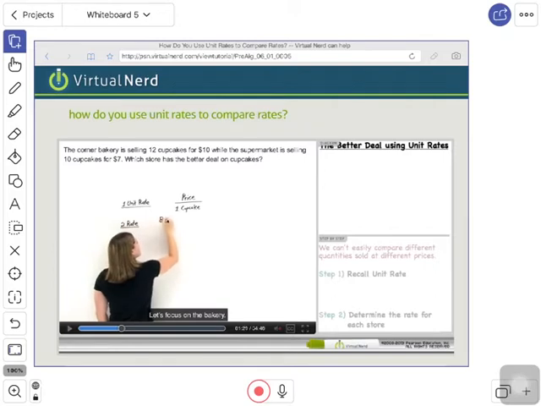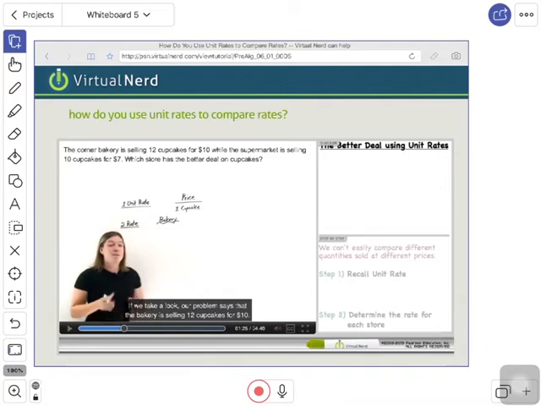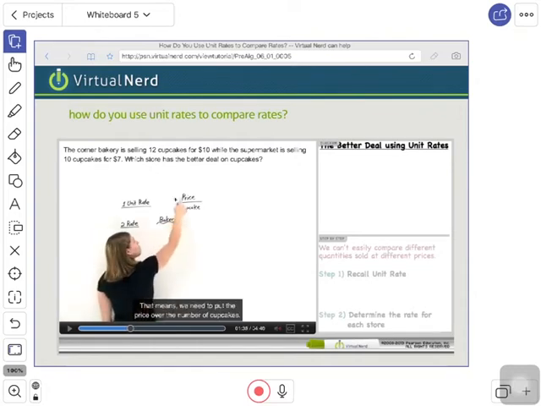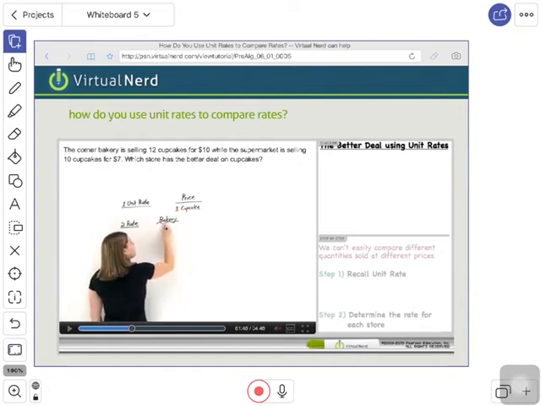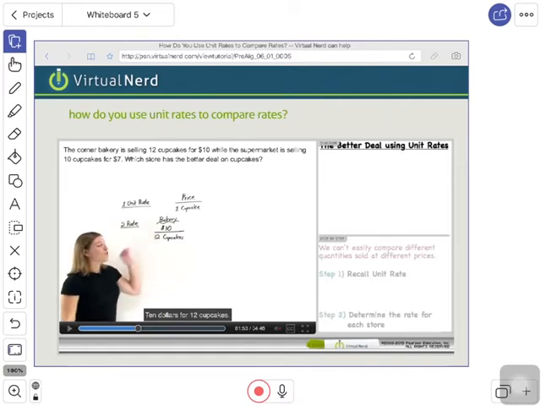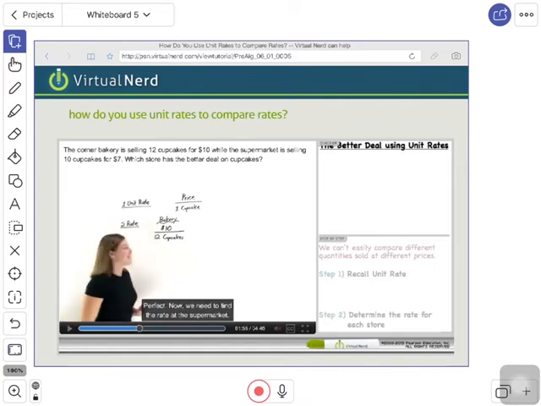Let's focus on the bakery. If we take a look, our problem says that the bakery is selling 12 cupcakes for $10. Now when we write out this fraction, we want to write it in the same form as our unit rate, since that's what we're trying to find in the end. That means we need to put the price over the number of cupcakes. So we take $10 and put that over the 12 cupcakes. Just like this. This is the rate for the bakery.